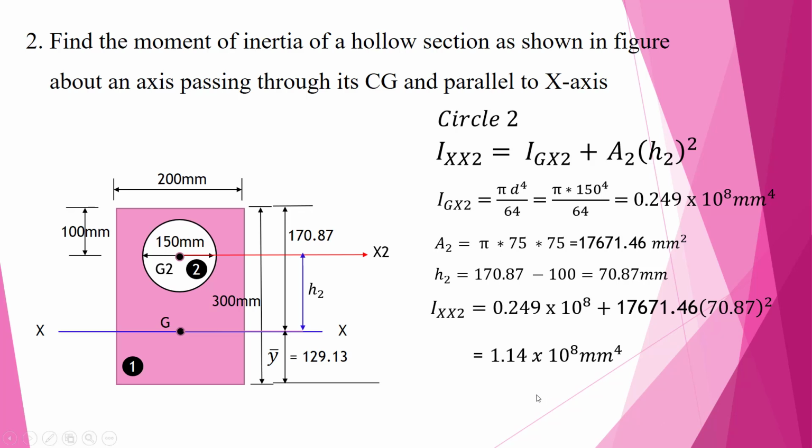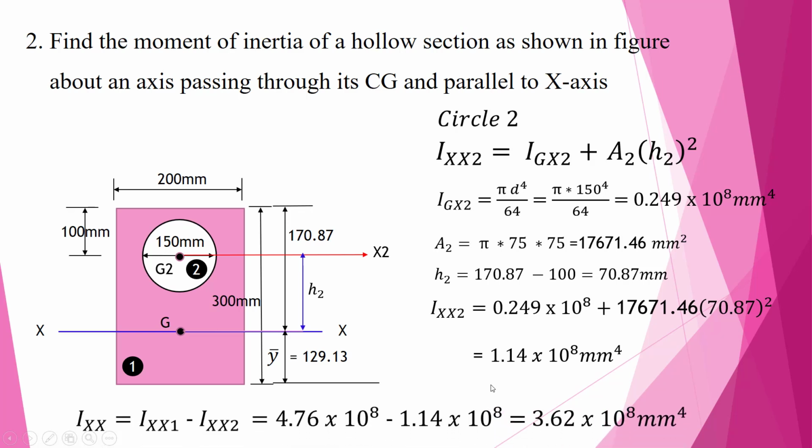Now we have Ixx1 and Ixx2. To find out the moment of inertia of the composite section, we can use the formula Ixx is equal to Ixx1 minus Ixx2. Why are we putting a negative sign for Ixx2? That is because we are subtracting the circular section from the rectangular section. So that will be equal to 4.76 into 10 raised to 8 minus 1.14 into 10 raised to 8, which is equal to 3.62 into 10 raised to 8 mm raised to 4.